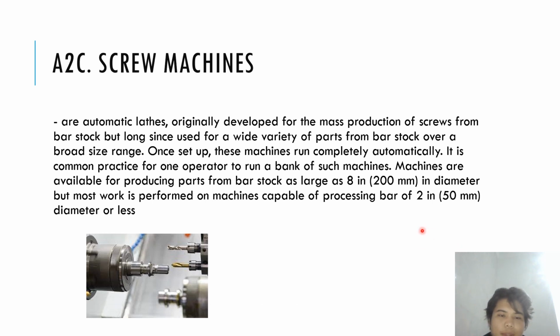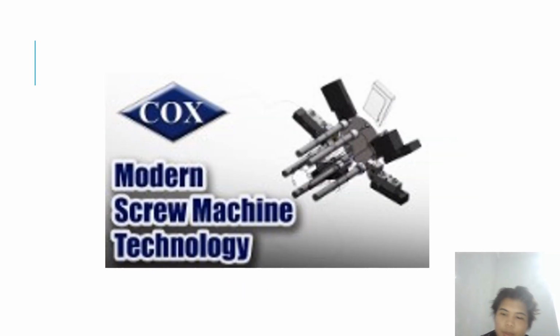Screw machines are automatic lathes originally developed for the mass production of screws from bar stock, but long since used for a wide variety of parts from bar stock over a broad size range. So with a screw machine, you put the bar in the head, and you have the bore size. You will just make a screw. So that's it. I have the video, you can search it on YouTube.